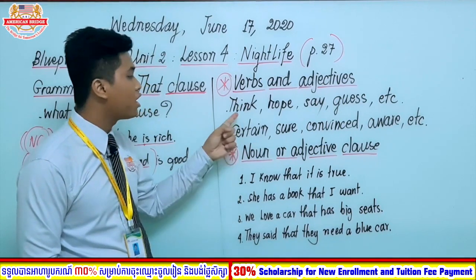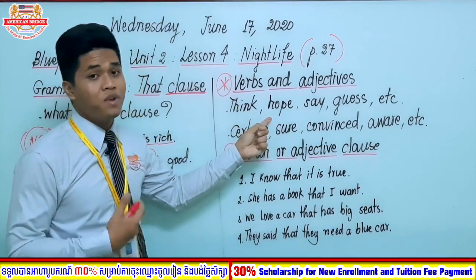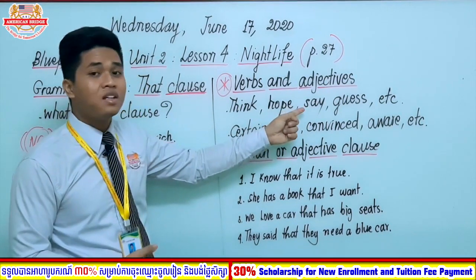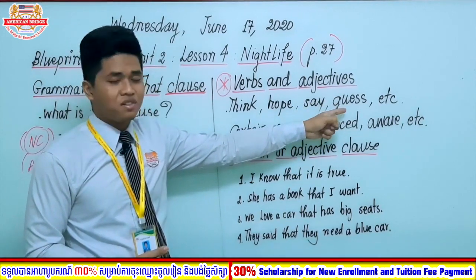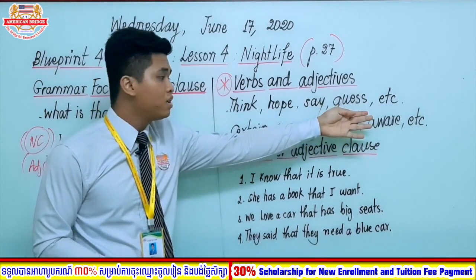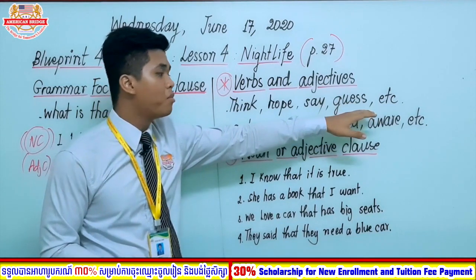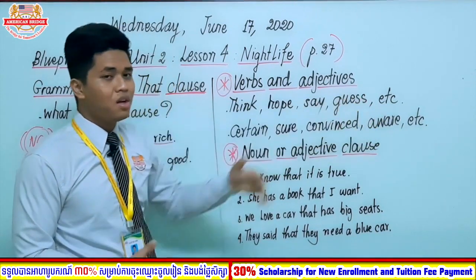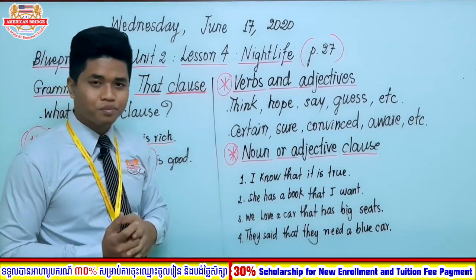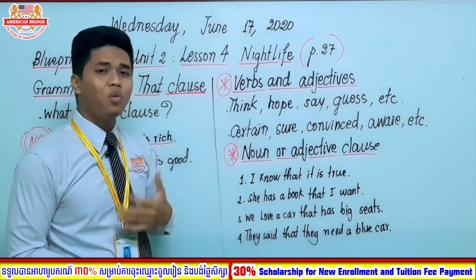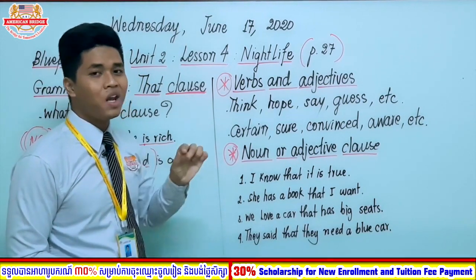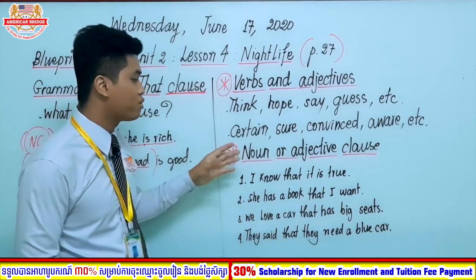For example, you say, I think that, I hope that, he said that, she guessed that, and so on and so forth. For example, let's say believe that. This verb you can use with a noun clause. Not only verbs, but you can use adjectives as well.